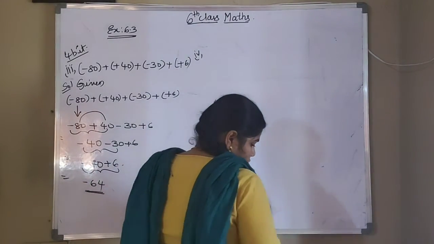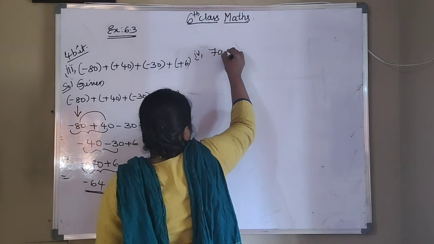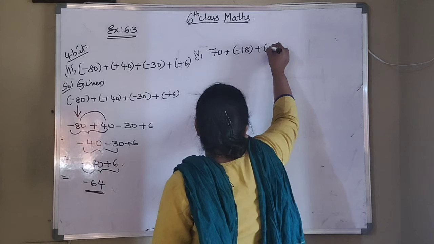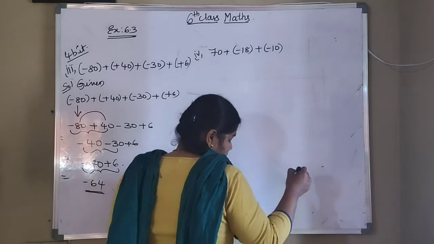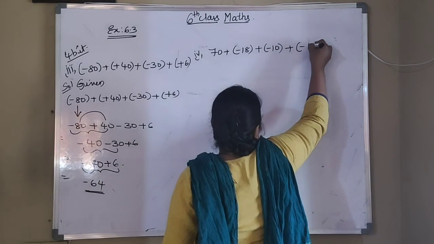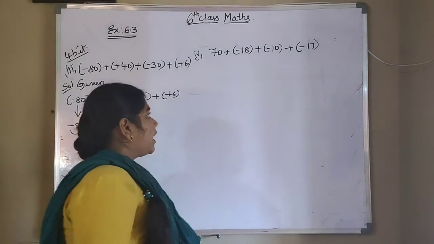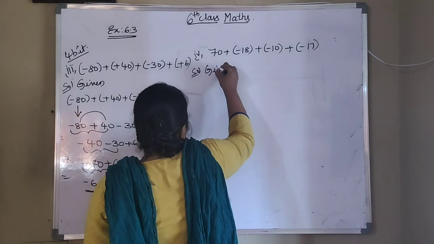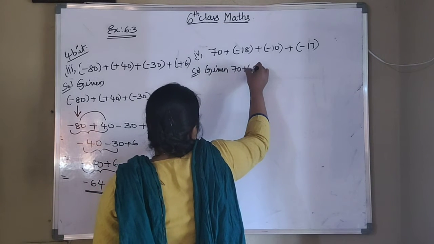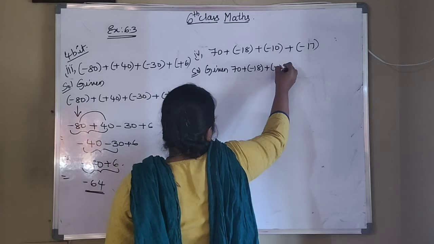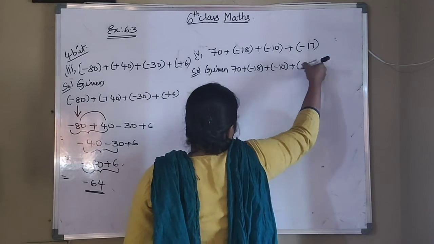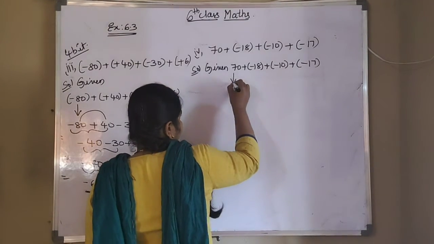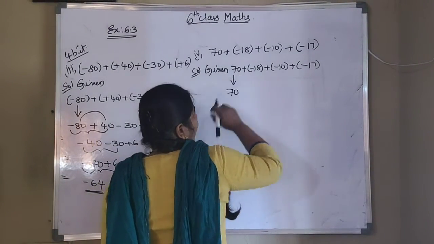So what is fourth question? 70 plus of minus 18 plus of minus 10 plus of minus 17. Okay, again we have to solve the same method. So first write given 70 plus of minus 18 plus of minus 10 plus of minus 17. Okay, so now first integer we have to write as it is.